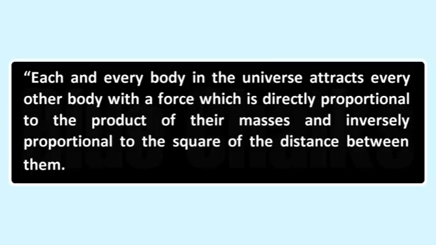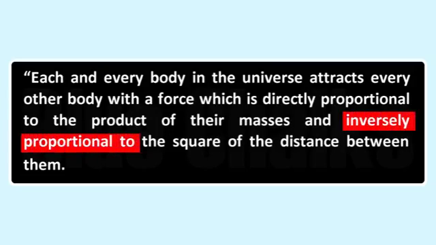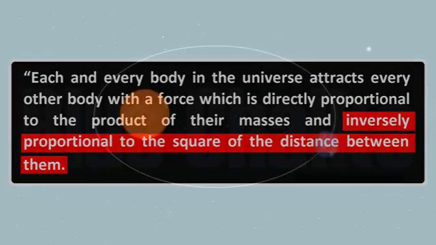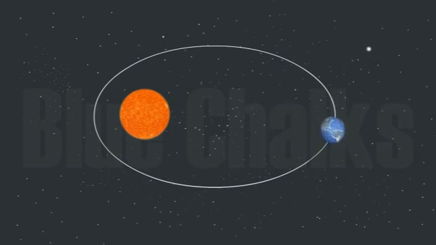Let us focus on the line inversely proportional to the square of the distance between them. This is also known as Newton's inverse square rule. Newton used Kepler's third law of planetary motion to develop the inverse square rule and hence the law of universal gravitation. To explain the inverse square law, the assumption is that planetary orbits are circular.